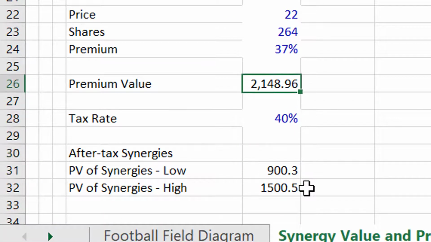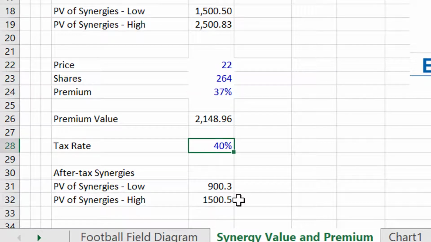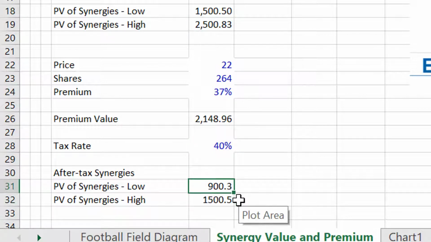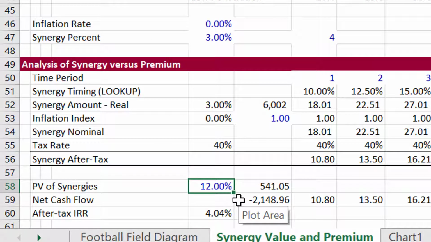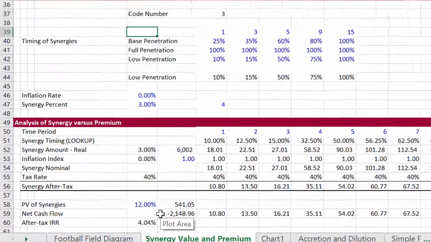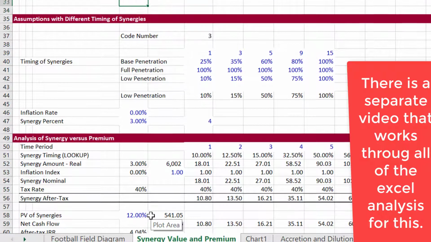If you take these synergies, which are pre-tax, not after-tax, we'd better apply a tax rate. This company had about a 40% tax rate, and then we get a much lower synergy. The economics of this are a bad deal. It's a bad deal.